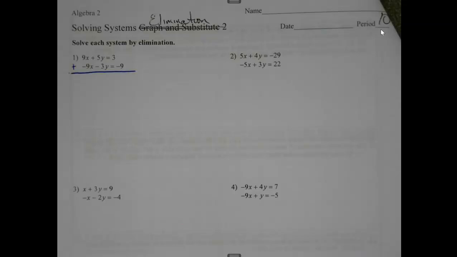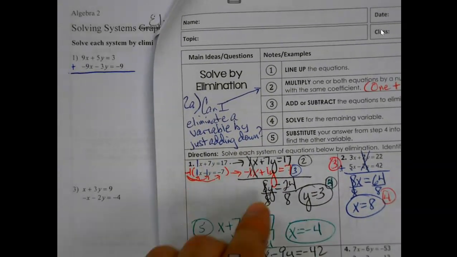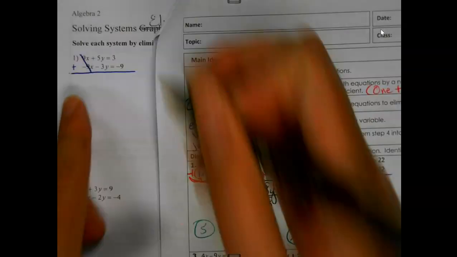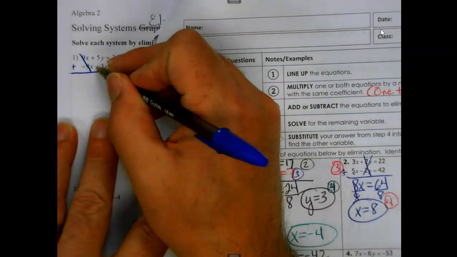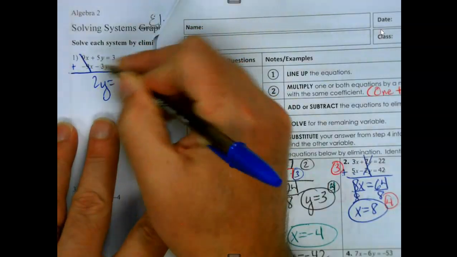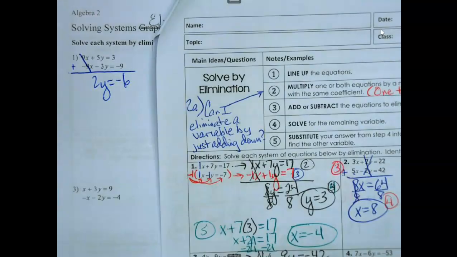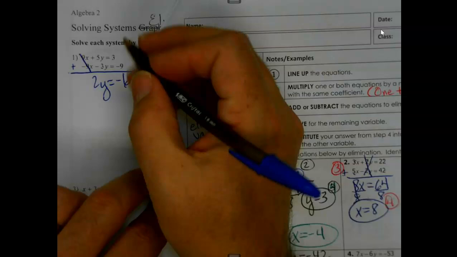So, just so we have a reference, because the notes are better than taking up your time. Okay, can I eliminate a variable by just adding down? Yep, this time I can. And I keep adding down. 5 minus 3, or 5 and negative 3, 3 and negative 9 is negative 6. And all of a sudden I got a one-step equation. I like one-step equations. They're pretty easy.